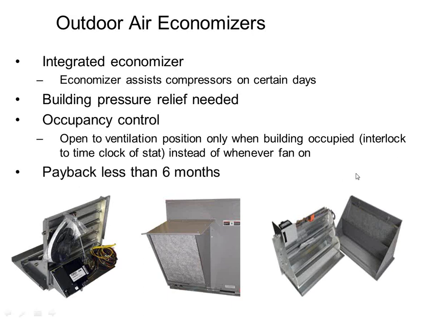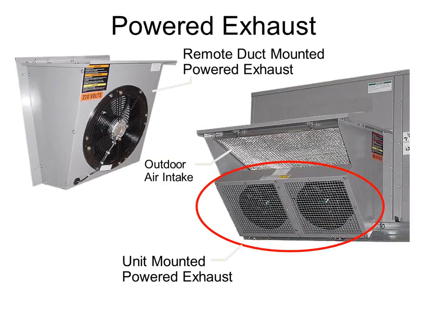Paybacks on economizers are generally very quick. The bigger the unit, the faster the payback. The smaller the unit, the longer the payback. On average, they're typically less than 6 months, especially if you're buying them on the rooftop unit. If you're retrofitting them, then it might be a little bit longer because you have a little bit more labor you might not otherwise have had on there.